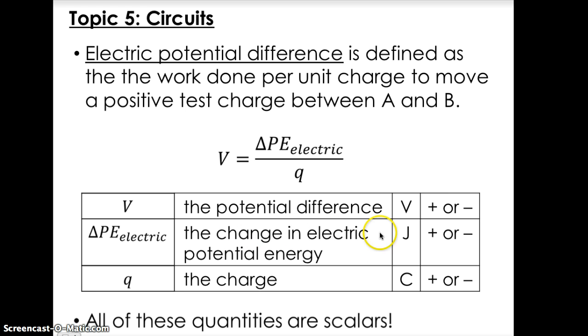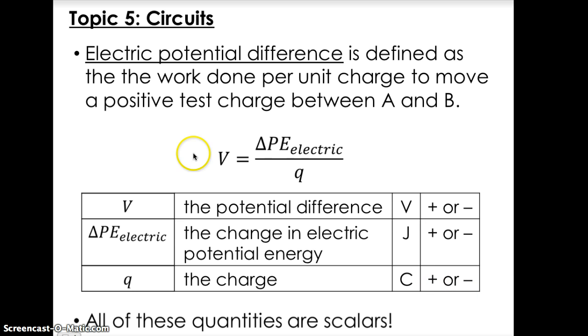The unit is the volt. Delta PE is the change in electric potential energy. Its unit is joule, and it can be positive or negative depending on if energy is gained or lost. Q, of course, is the charge. We measure it in coulombs, and it can be positive or negative. Positive charge is carried by protons, negative charge is carried by electrons.